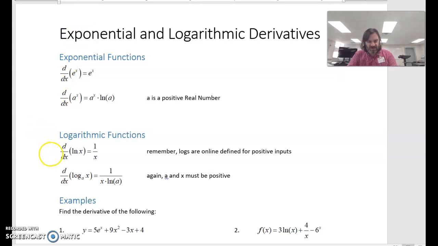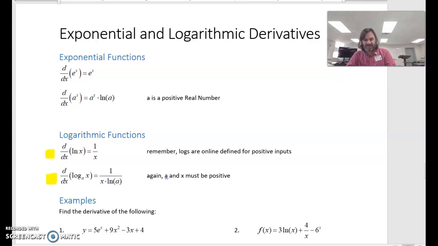So down here we have the derivative of the natural log of x, and remember that the natural log only takes positive numbers. The derivative of natural log of x is 1 over x. And then the derivative of log base a of x, so that could be any base, as long as it's positive, is 1 over x times the natural log of a.